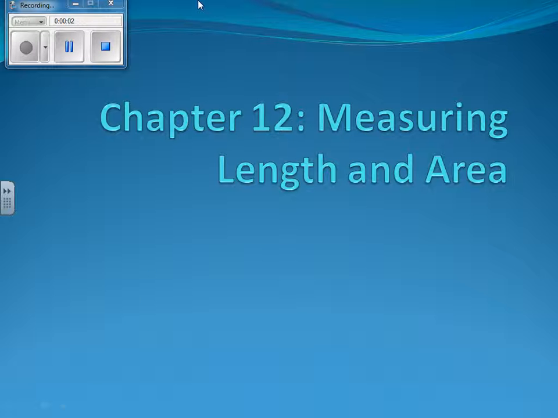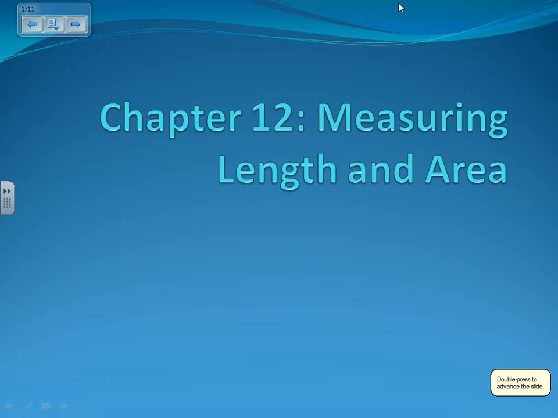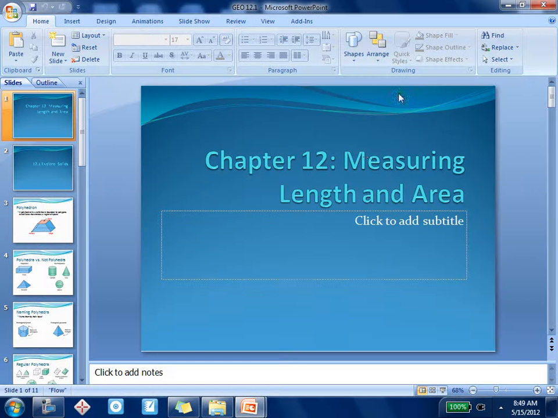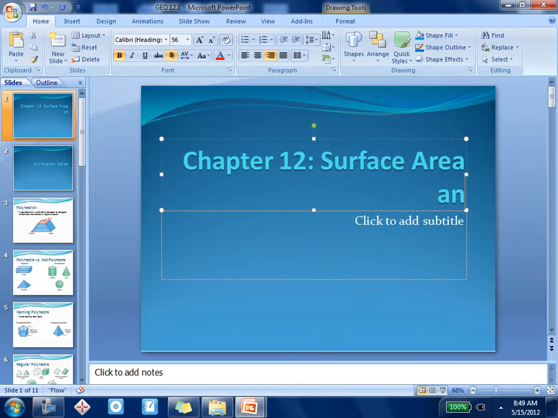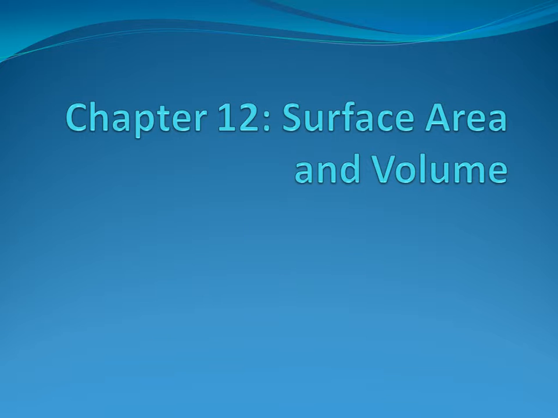We're going to have a lot to go through today. So Chapter 12 is measuring, it's not measuring length and area. Forgot to change that. Chapter 12 is surface area and volume. There you go. Surface area and volume.